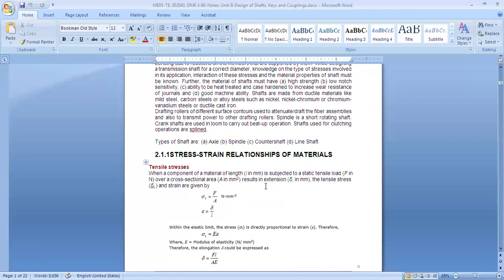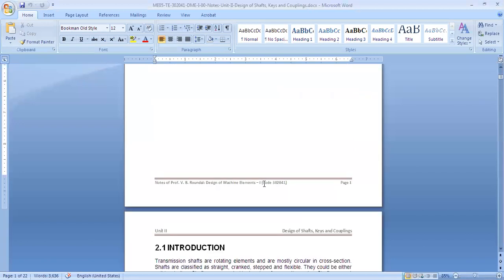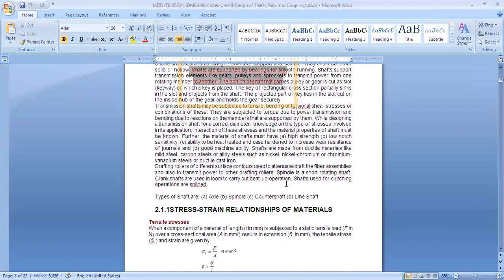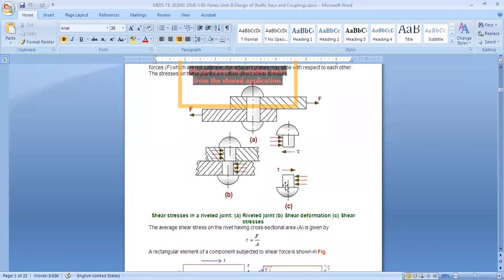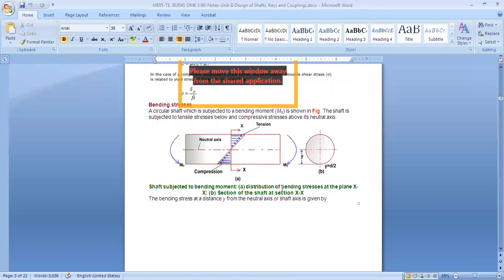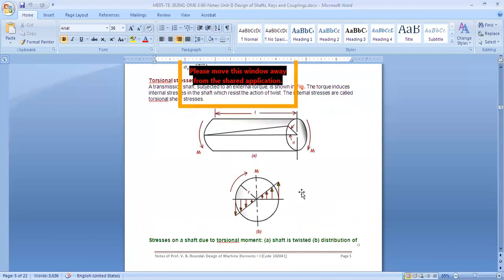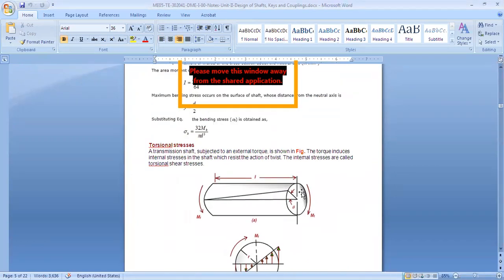So basically, we are dealing with design of shaft. In the first few lectures, we have gone through the basic procedure. First, we try to understand what a shaft is, what the different loads or stresses in a shaft are, and depending on that, we design the shaft. In the last lecture, we took a numerical. It was not a detailed or complicated design.